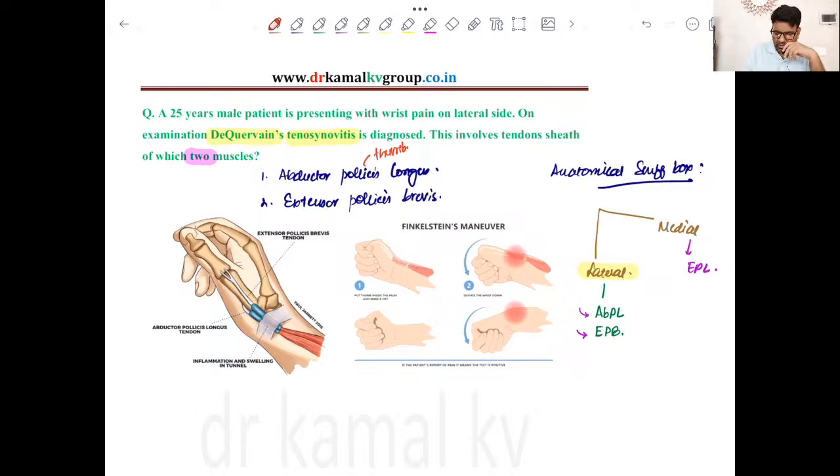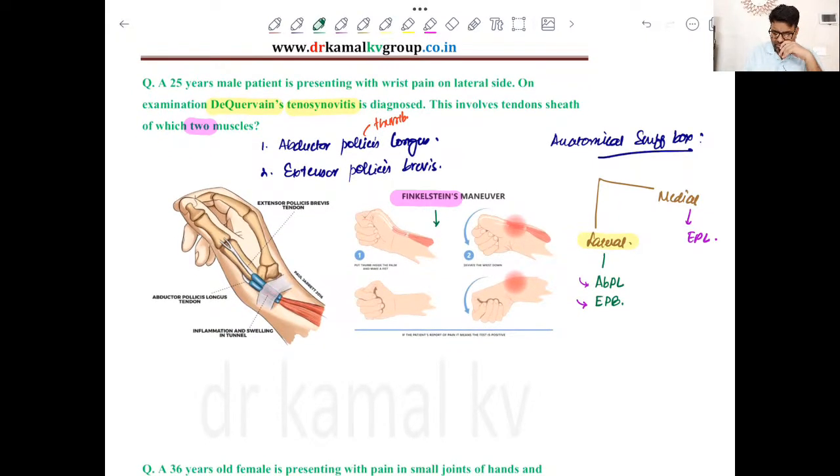Now in this image I have tried to show you the Finkelstein's test, which we do for De Quervain's tenosynovitis, right? What we do is give some traction to the tendons which are already inflamed, so that the tractional movement will cause pain. We put the thumb like this, make a fist, and suddenly ulnar flex it, right? That will cause stretching of the tendons of the extensor pollicis brevis and abductor pollicis longus. So this is the Finkelstein's test or Finkelstein's maneuver, which is done for De Quervain's tenosynovitis, right?